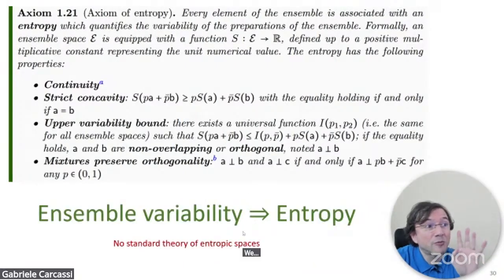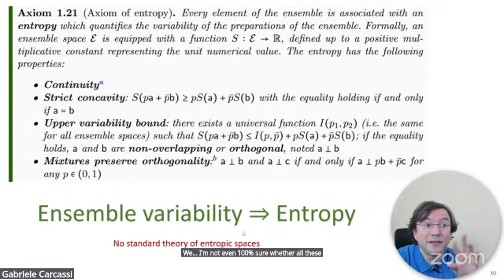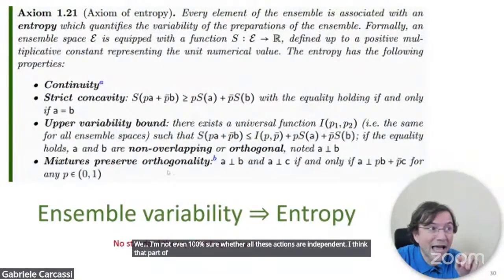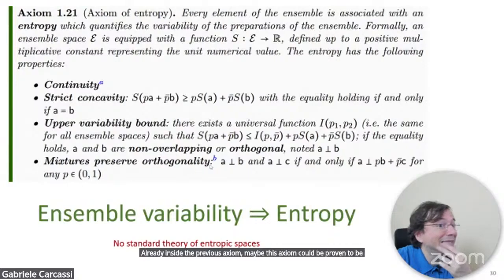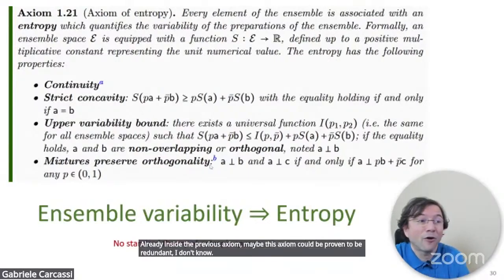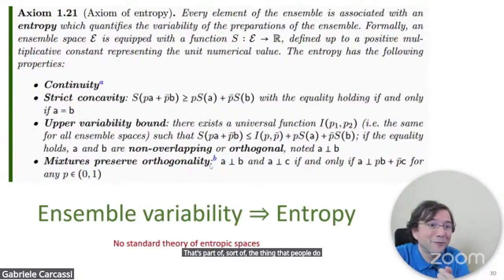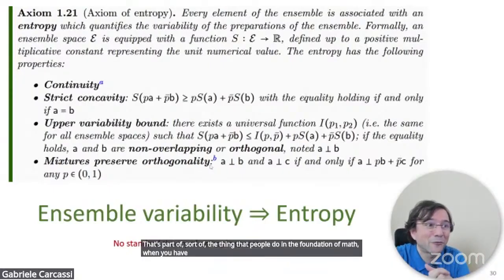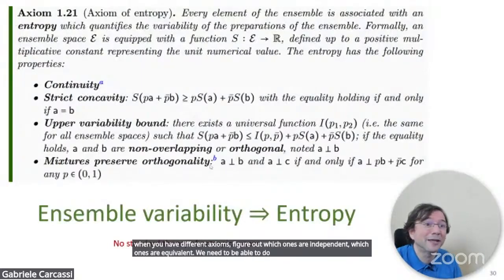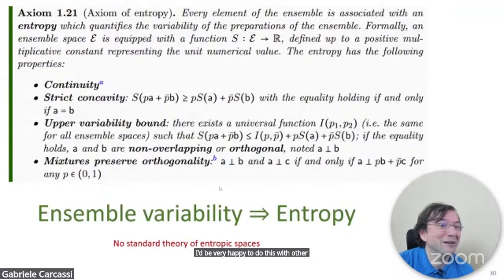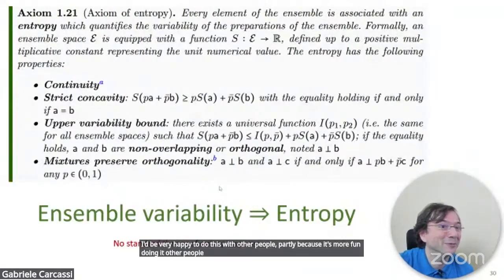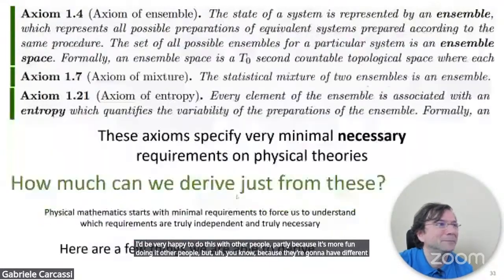I'm not even 100% sure whether all these axioms are independent. I think that part of this axiom is actually already inside the previous axiom. Maybe this axiom could be proven to be redundant. I don't know. That's part of the thing that people do in the foundations of math. When you have different axioms, you figure out which ones are independent, which ones are equivalent. Now, we need to be able to do these types of things, right? And again, I'd be very happy to do this with other people, partly because it's more fun doing it with other people, but also because they're going to have different intuition.